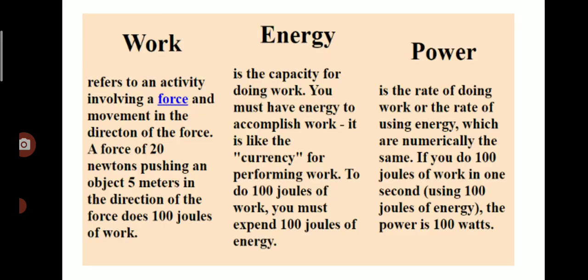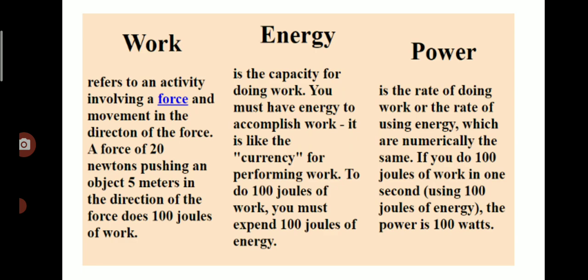Let us see the difference between work, energy and power. Work refers to an activity involving a force and a movement in the direction of the force. For example, a force of 20 Newton pushing an object 5 meters in the direction of the force does 100 joules of work. It means 20 multiplied by 5 meters, force multiplied by distance, that is giving you the work. So 100 joules of work is done.